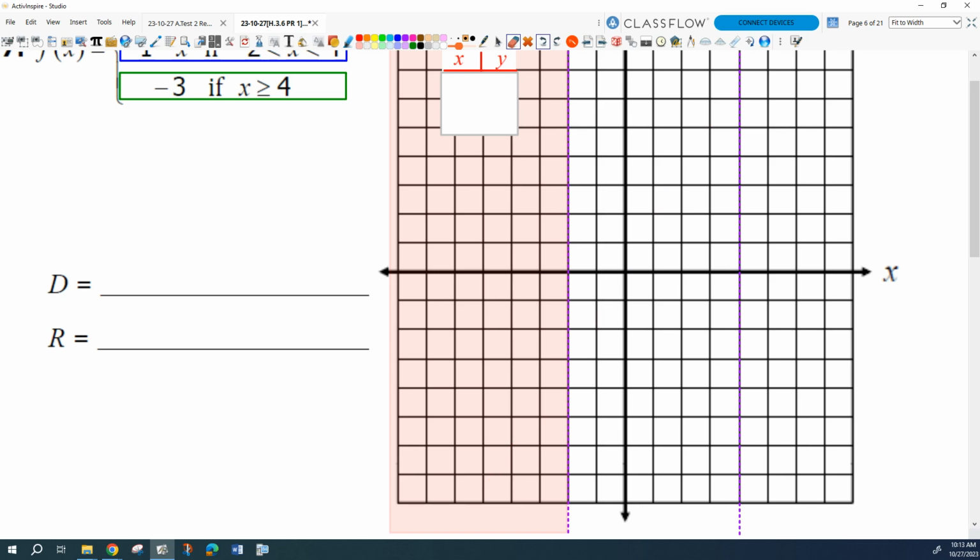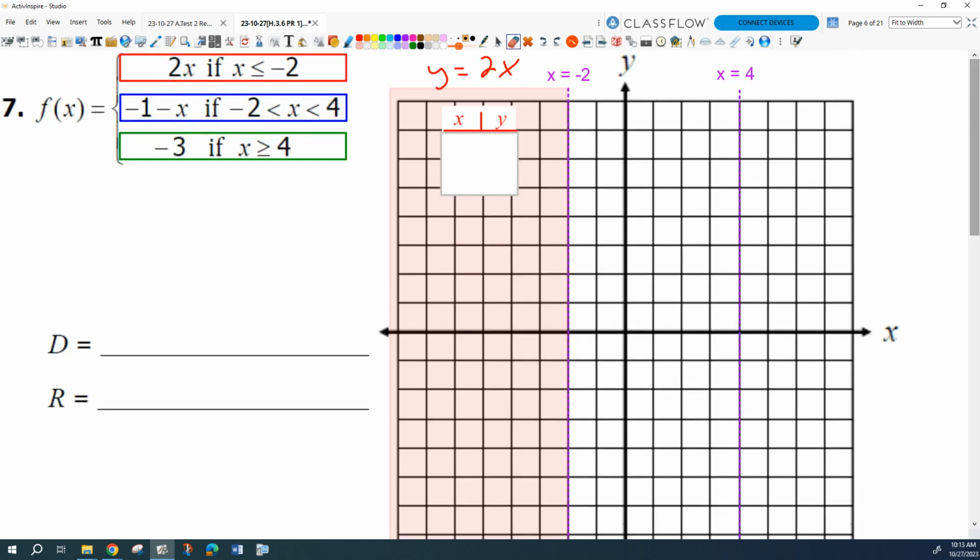A line requires how many points to graph? 2. So I only need 2 points. What would be a more convenient way to get 2 points out of this? Yeah, just plug in values that are convenient. I'm going to plug in x values that are in the domain of the red piece, meaning in the red region, so I could pick any values less than -2.